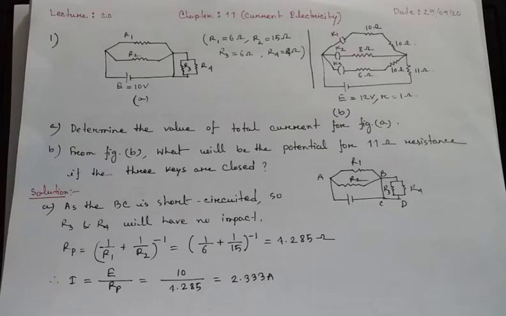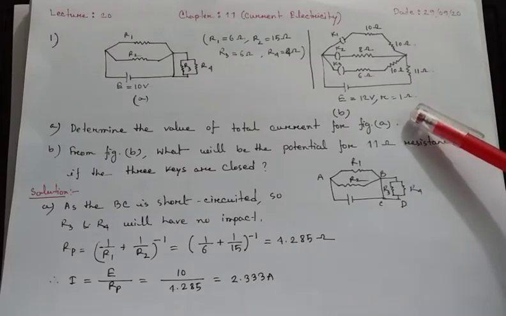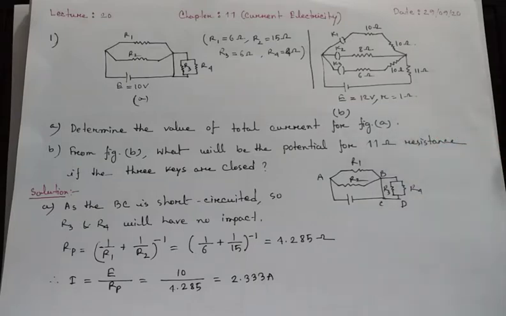And what are the questions? First of all, determine the value of total current for figure A. And question B: from figure B, what will be the potential for the 11 ohm resistance if the three keys are closed? So if the three keys are closed in this circuit, what will be the potential for this 11 ohm resistance? This is our second question. So let's try to solve the first question according to figure A: determine the value of total current for figure A.